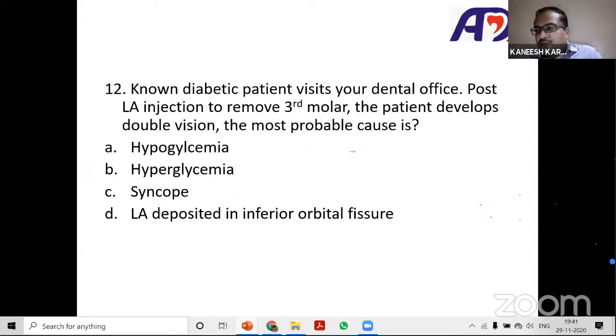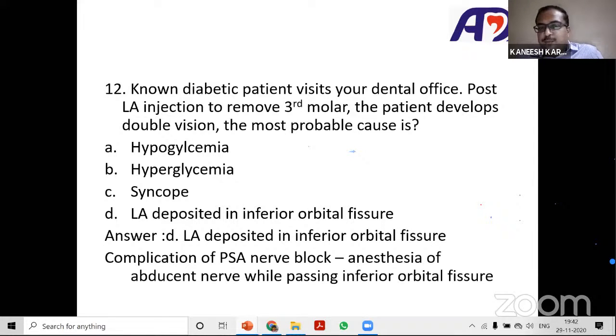Any other answers? Very good. So this is a small nick in the question. They have given only remove third molar. It is actually a maxillary third molar, they have not specified. This is a maxillary third molar. So the answer is LA is deposited in the inferior orbital fissure.